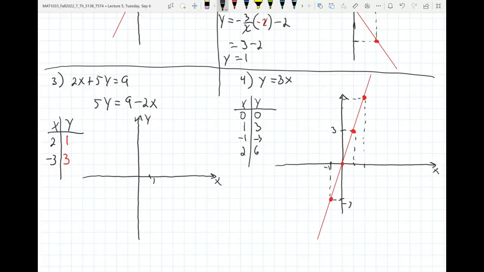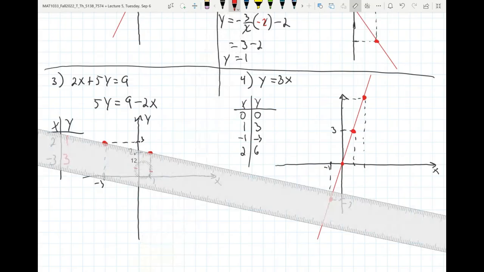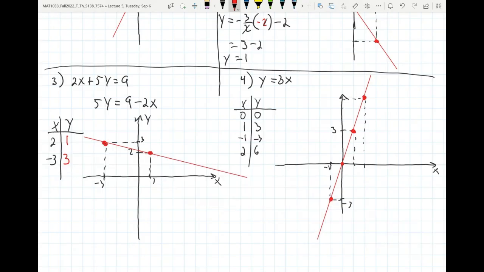So we have 2, 1, and then we have -3, 3. You put your 2 points, and once you have the 2 points, that's all you need. You draw your line. Okay, any questions? That will be going down, right? Yeah. This one is going down, going from quadrant 2 to quadrant 4. Gotcha. Okay?